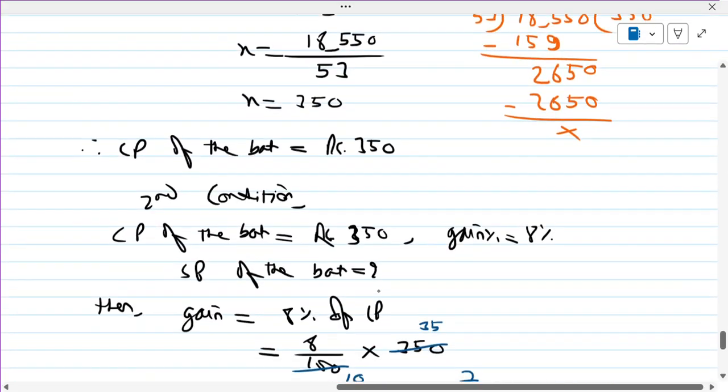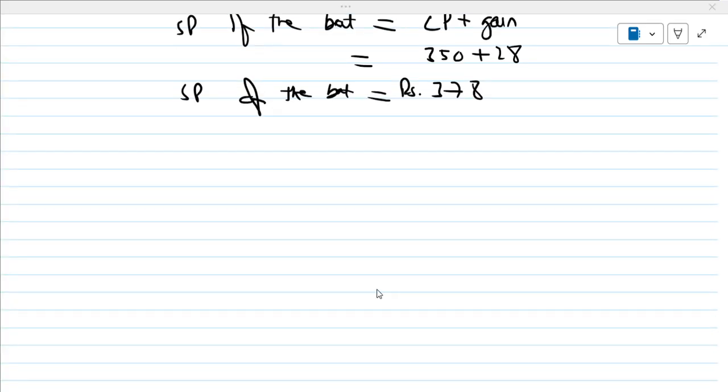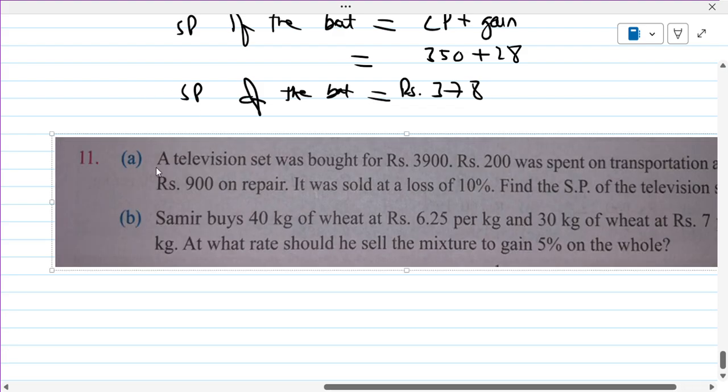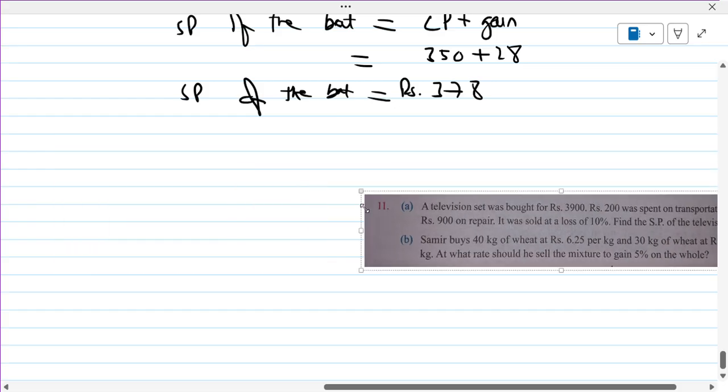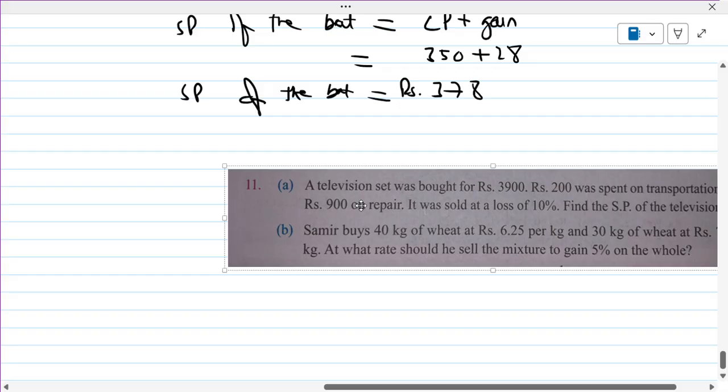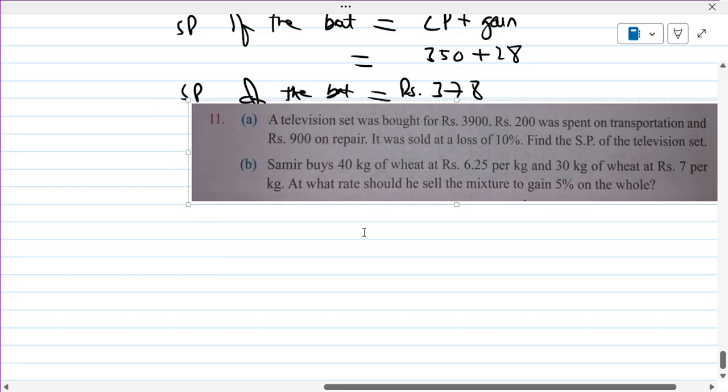All right, and I go with number 11. So what's there in 11? Let's see. A television set was bought for 3900, and 200 was spent on transportation, and rupees 900 on repair.